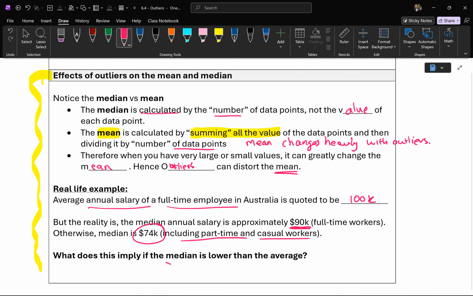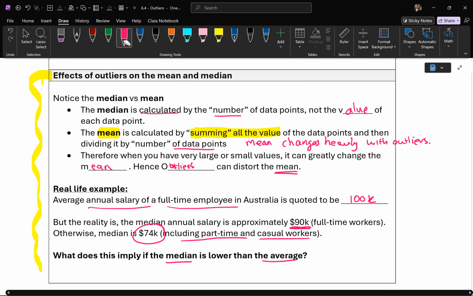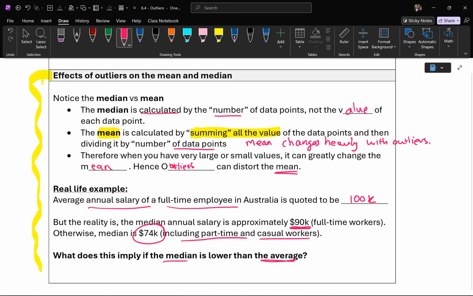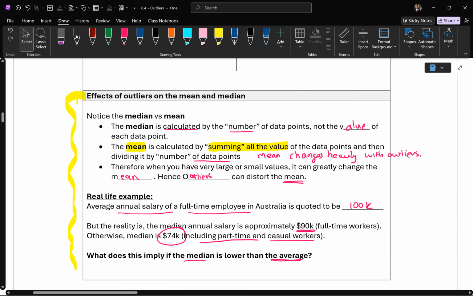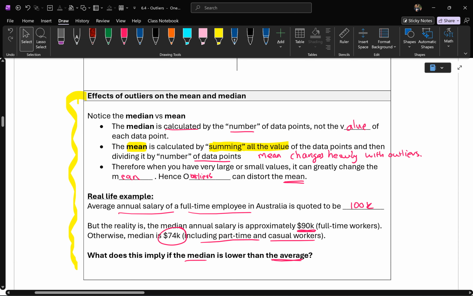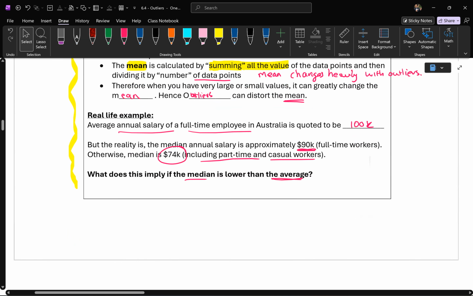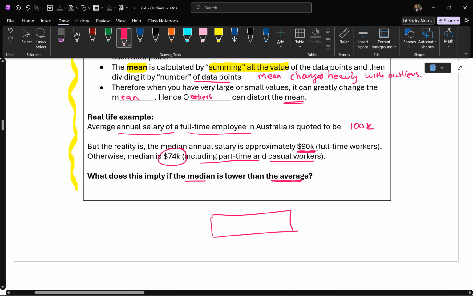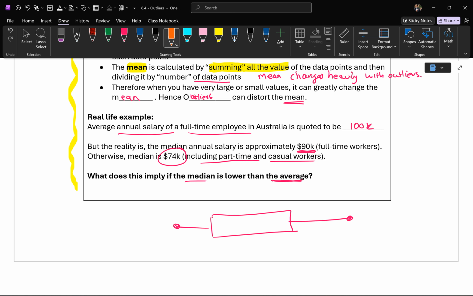So what does this mean about the median? What does it mean if the median is lower than the average? So median is the 50th percent. But if the average is higher than the median, what does that mean? If you think about a box plot, what happens if you find that the median, which is here, but then the average is higher? That implies there is an outlier much greater in this direction.